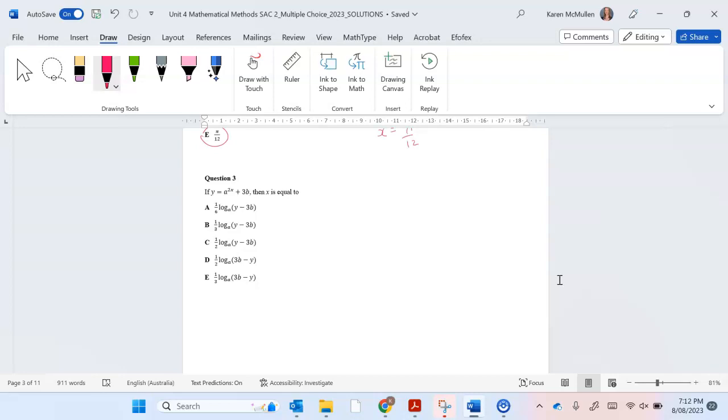Alright, so question number 3. If y equals a to the power of 2x plus 3b, then x is equal to... so it's just rearranging your equation.